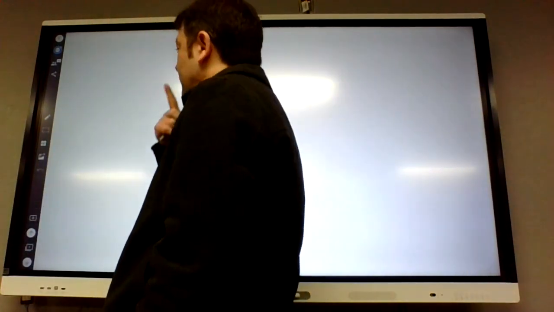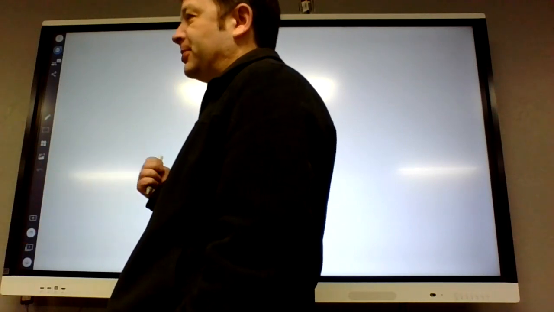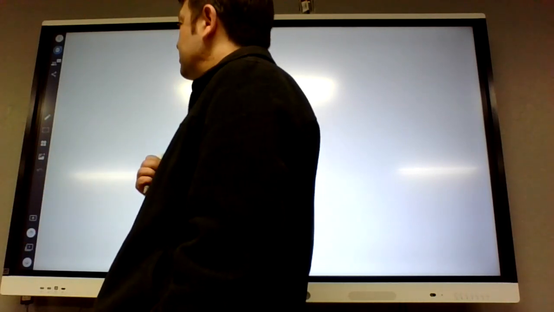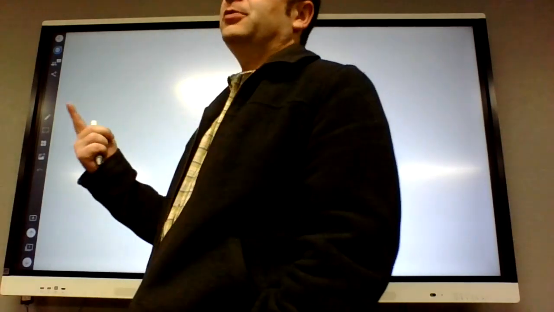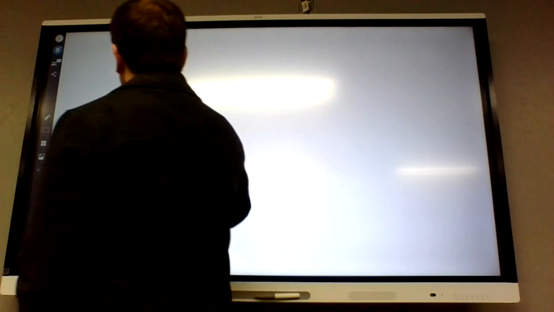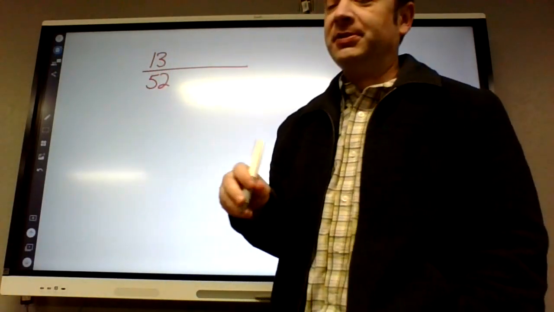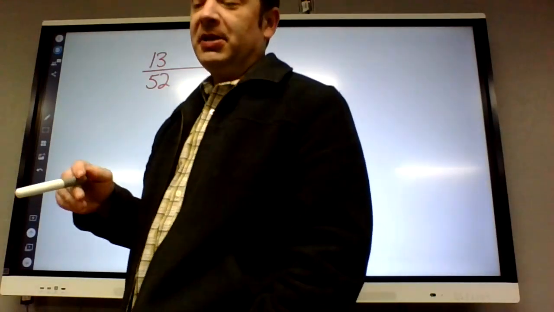So what's the probability that your first draw is going to be a heart? 1 out of 13, or 1/4, because there's 4 suits, one of them is a heart. So instead of writing 1 and 4, I'm going to write 13 and 52. I'm not going to reduce it yet because there's a reason, you'll see in a second.